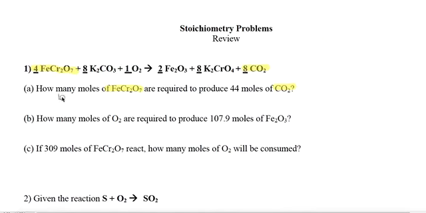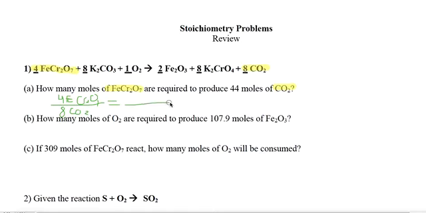So that means 4 FeCr2O7 over 8 CO2. Okay, so it's a 4 to 8 ratio, which is actually a 1 over 2. I'm not going to go into that too much because I don't want to confuse anybody. And then, if I have 44 carbon dioxide, how many of the FeCr2O7 am I going to need?